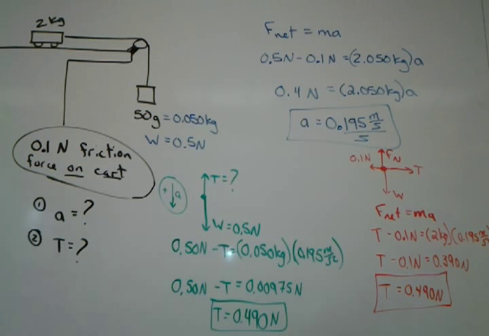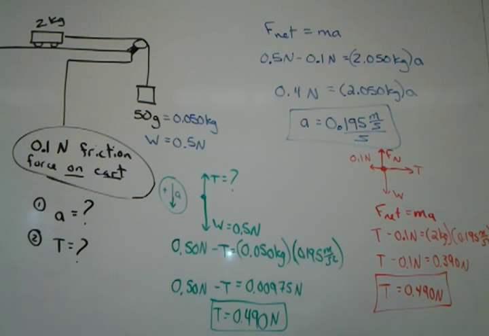So the net force is a half a Newton minus 1/10 of a Newton because that's the friction force. And that's equal to the total mass of both of the two objects together, the total inertia of the two objects together, 2.05 kilograms, multiplied by the unknown acceleration. Subtract to get 0.4 newtons, divide by 2.050 kilograms, and you get about 0.195 meters per second each second.